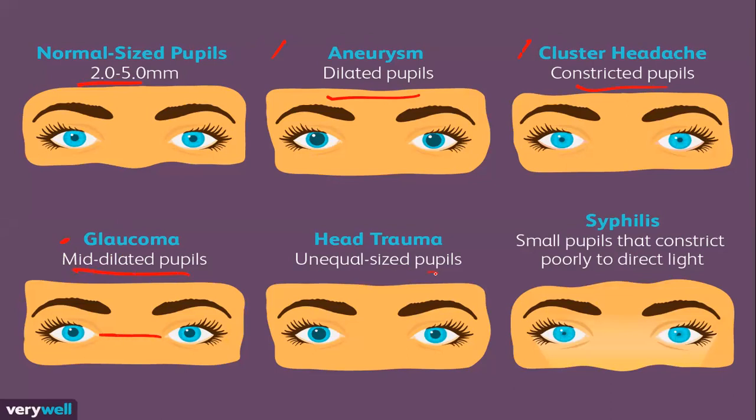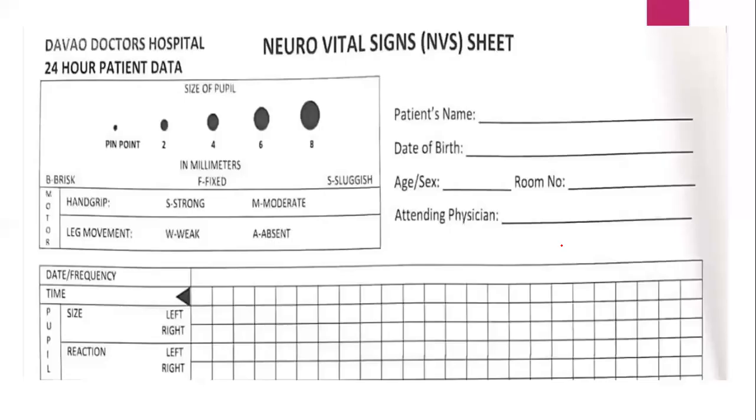And then unequal-sized pupils, also called anisocoria. Anisocoria, one is small and the other is big. That's possible for head trauma. And then we have syphilis: small pupils that constrict poorly to light. So that's your syphilis. Right?